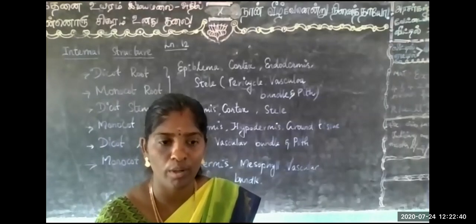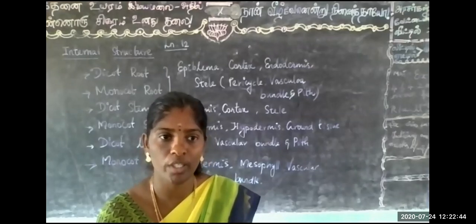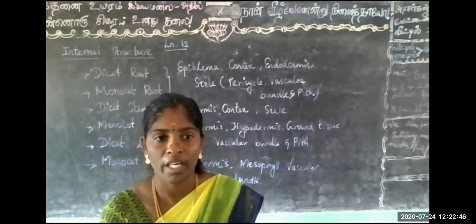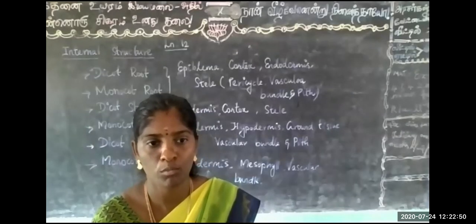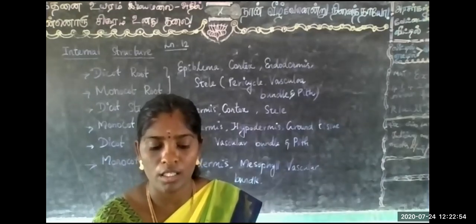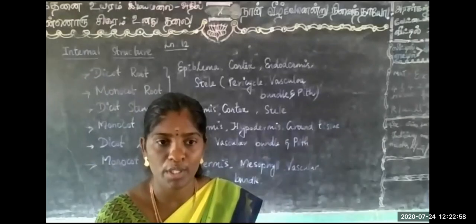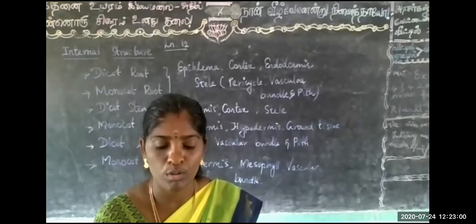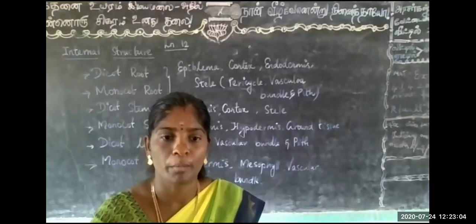Dear students, good afternoon. Today we will see the internal structure of dicot root, dicot stem and dicot leaf, then monocot root, monocot stem and monocot leaf. Already in the last class we learned about tissue systems and the types of tissue systems. Now I will show the book page on your screen. It will be easy to follow me.